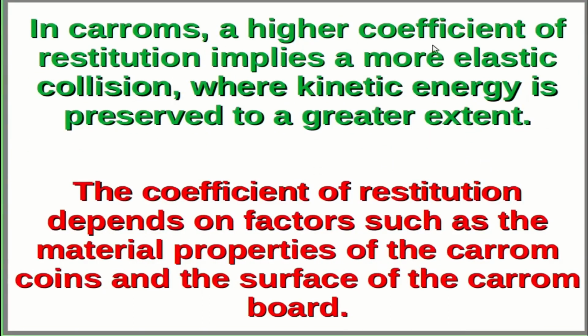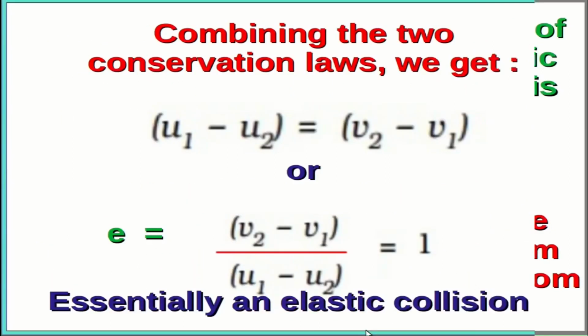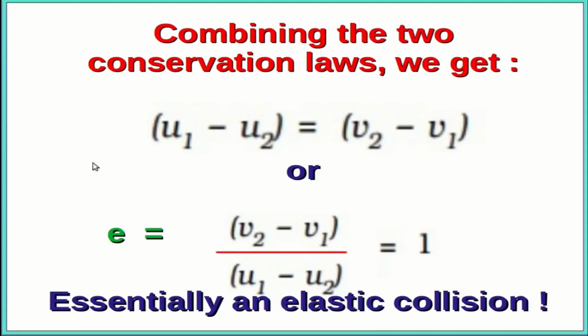In the game of Carroms, a higher coefficient of restitution implies a more elastic collision where kinetic energy is preserved to a greater extent. Now combining the two conservation laws, we get U1 minus U2 is equal to V2 minus V1, or E is equal to (V2 minus V1) by (U1 minus U2), that is equal to 1. So when linear momentum as well as kinetic energy are conserved, we end up in an essentially elastic collision.